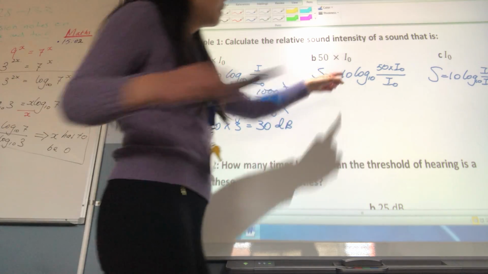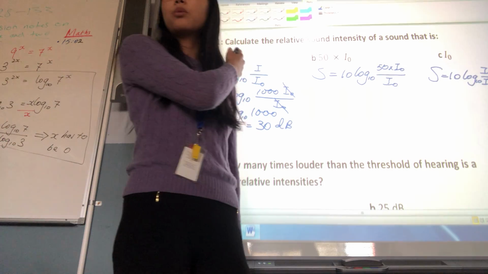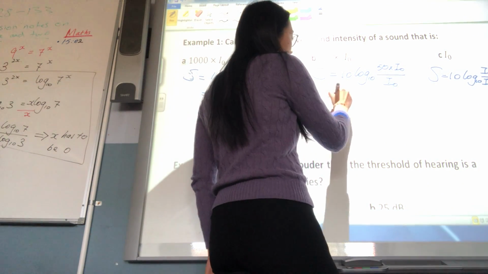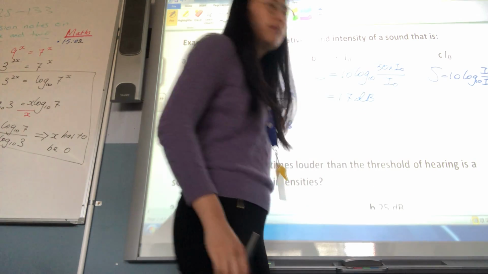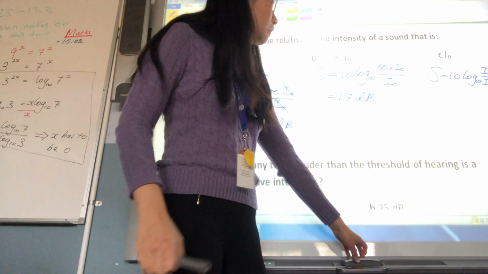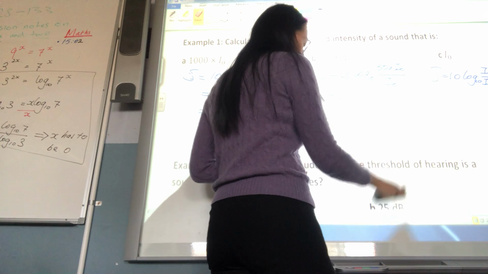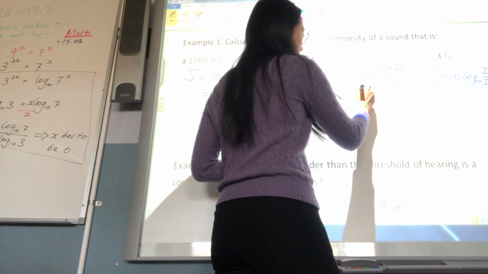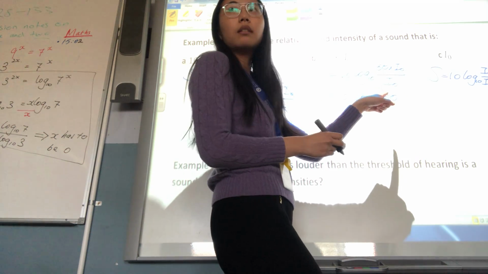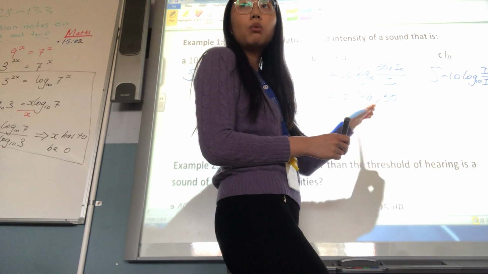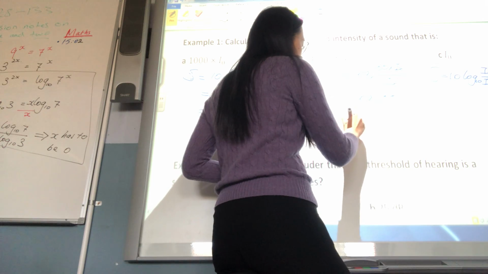So, second one, question B is pretty similar to question A, right? You will get, I think, 17 decibels. Because you'll have 10 log 10 of 50. So you put log 50 into the calculator, it will give you maybe 1.7. 1.7 times 10, that's 17.